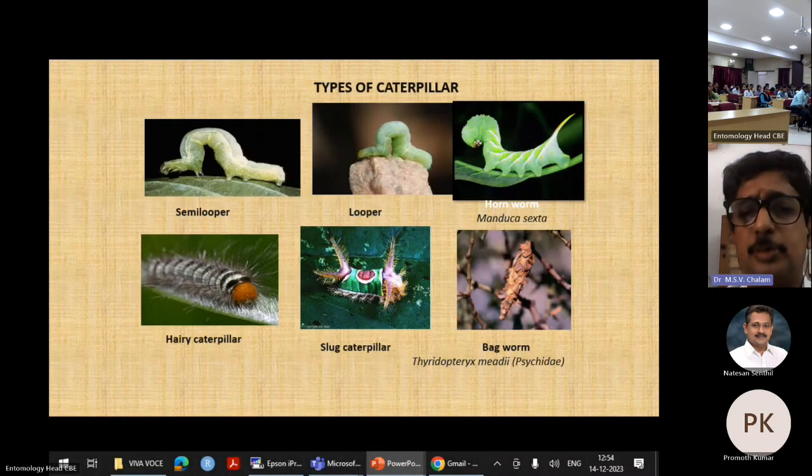So these are different types, and there is no need for explanation. These are some of the Lepidopteran caterpillars like semilopers, lopers, hornworms, hairy caterpillars, slugs, bagworms. There are n number of morphs of caterpillars present in the order Lepidoptera. Next one, please.